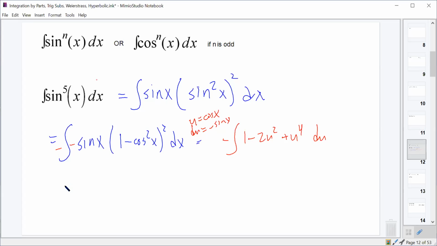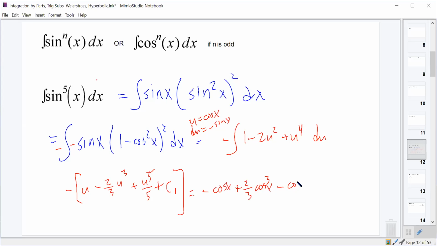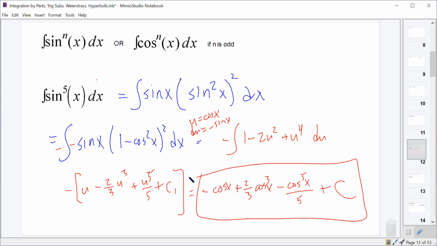Okay. And so now we've just got a negative, and we've got our integral of this, which is u minus 2/3 u cubed plus u to the fifth over 5 plus some constant, which when we resubstitute back in with u equal to cosine, and I can distribute the negative through, this will give us negative cosine x plus 2/3 cosine cubed x minus cosine to the fifth x over 5 plus our constant. Good or no?